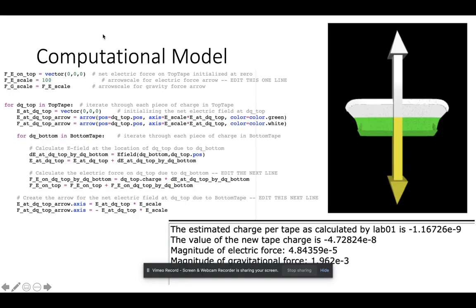Here's a snippet of the code that I wrote, and what it really is doing is iterating through all of the charges on the tape and calculating an electric field for each, and then summing it at the bottom, and then creating two arrows for the electric field and the electric force. The picture on the right is when the number of charges on the tape is 10,000, and the resulting calculations are also shown.